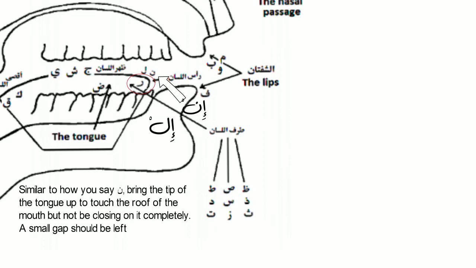Now, a lot of people struggle with this letter. I am one of them. My whole family has a lisp in this letter. But if you can say the English R, which I cannot, then it's like it, but a heavier, deeper sound. Just get your tongue up, touch the roof, but leave a gap. Personally, my tongue is not strong enough to do that.